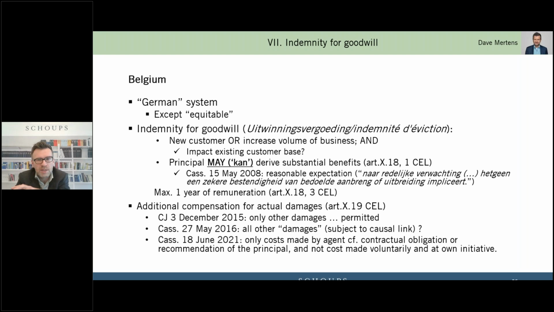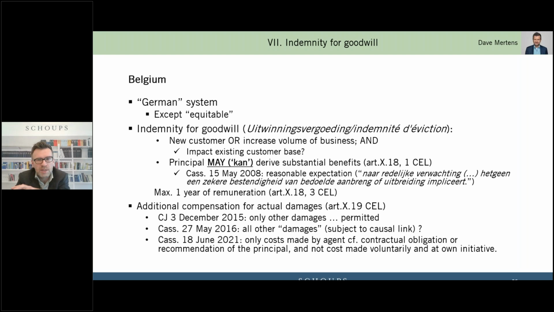So if you say in advance, well, this is the existing customer base, so it's also the net difference that will be taken into consideration when we are determining whether or not the agent is entitled to indemnity, and if so, the amount of said indemnity. So that's one approach to mitigate the potential claim for the agent.